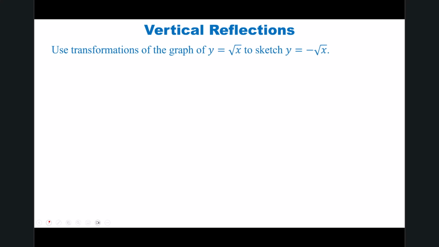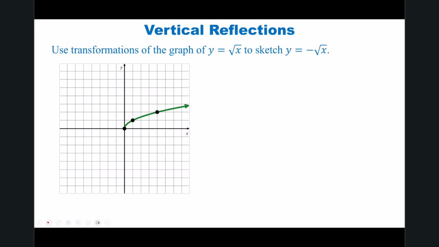Vertical reflections. Use transformations of the graph y equals square root of x to sketch y equals negative square root of x. Here we want to change all of the y coordinates to their opposite, or the negative value. So this graph will get reflected across the x-axis. If we put a negative in front of an equation, we reflect the graph, we turn it upside down.